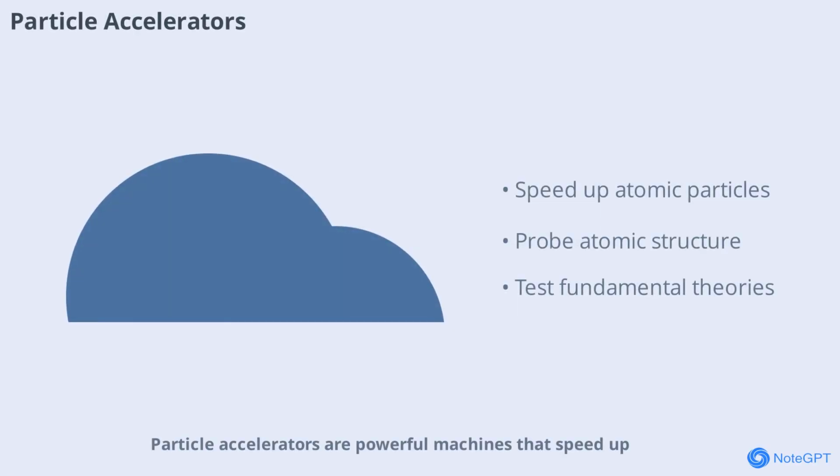Particle accelerators are powerful machines that speed up atomic particles to high energies and smash them together. These collisions allow scientists to probe the structure of atoms and nuclei, discover new particles, and test theories about the fundamental forces of nature. Accelerators are essential tools in modern physics research.